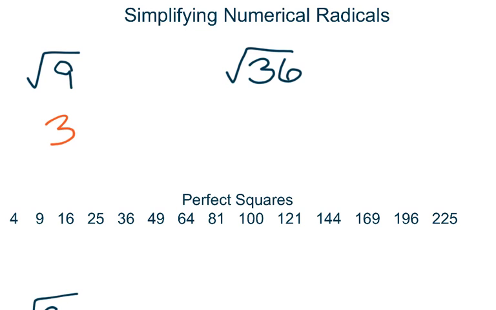So now the question is, what if the number underneath is not a perfect square? Can you break them down? So we don't want any decimals. We just want to break it down and simplify it.